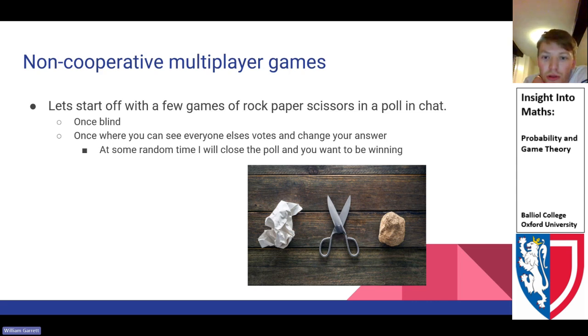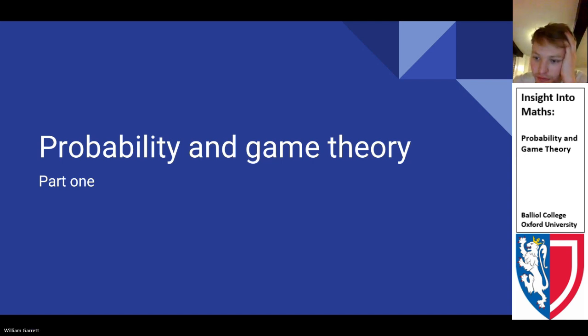The goal is that you're trying to be in the group that beats the most common response. So if 80% of people said rock, you would like to have said paper. Let's have a look at the results. Okay, if you said paper, congratulations. 22% of people said paper, 40% said rock, and 40% said scissors. So I think that's a win for paper. The numbers just changed towards the end.